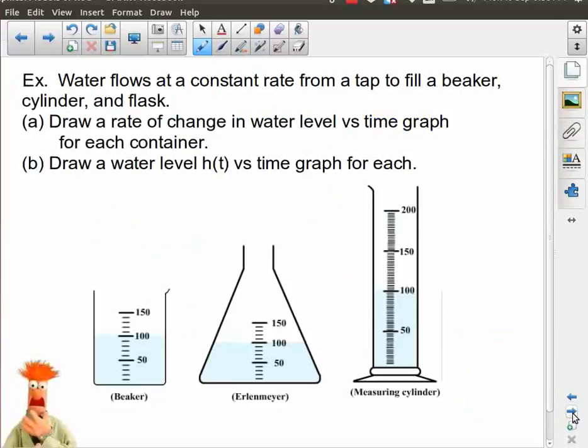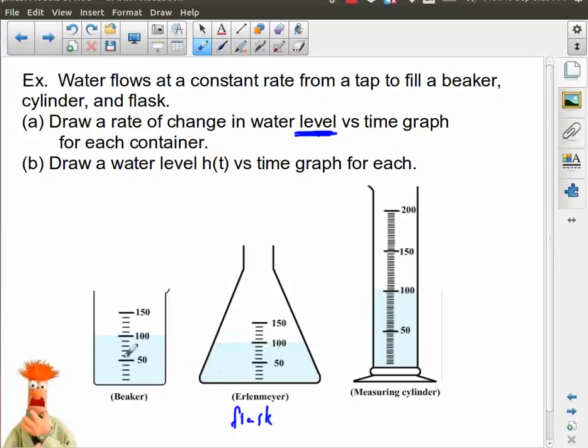Okay, now a slightly more practical example, just to get you visualizing things. It tells us that water flows at a constant rate from a tap to fill a beaker, a cylinder, and a flask. Actually, I've got a beaker, a flask, it says Erlenmeyer flask, and a measuring cylinder. Draw a rate of change in the water level. And this is very important. It's the water level. We're not looking at the rate of change of the water volume, because we're filling them at the same water volume rate. It's a constant rate from the tap.